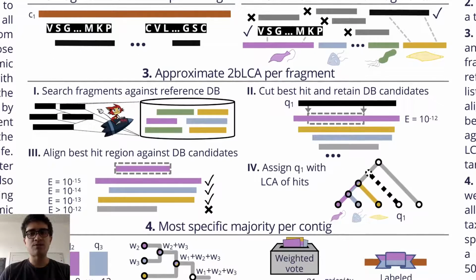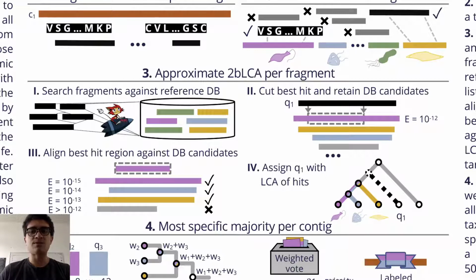To assign a robust taxonomic label to each of the extracted fragments, we implemented a procedure we call Approximate 2bLCA, which is an accelerated version of the often used BLAST lowest common ancestor, 2bLCA, assignment method.